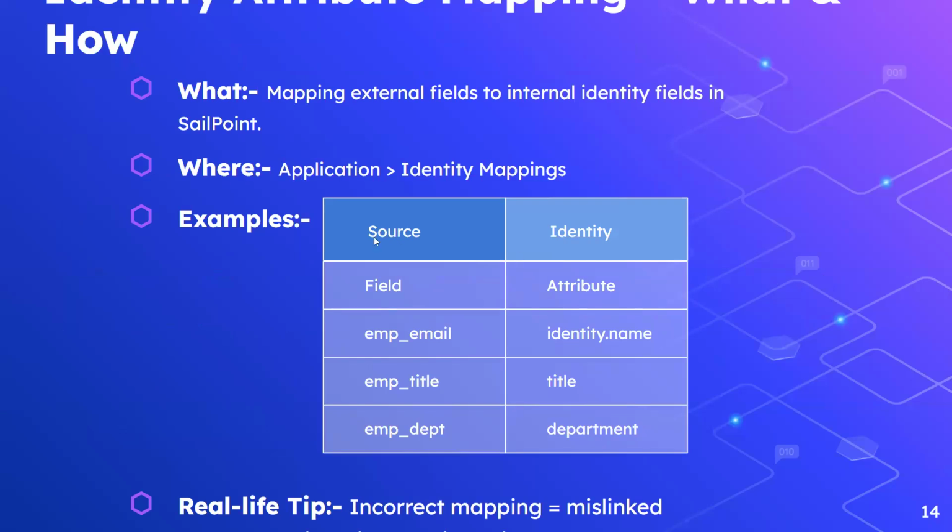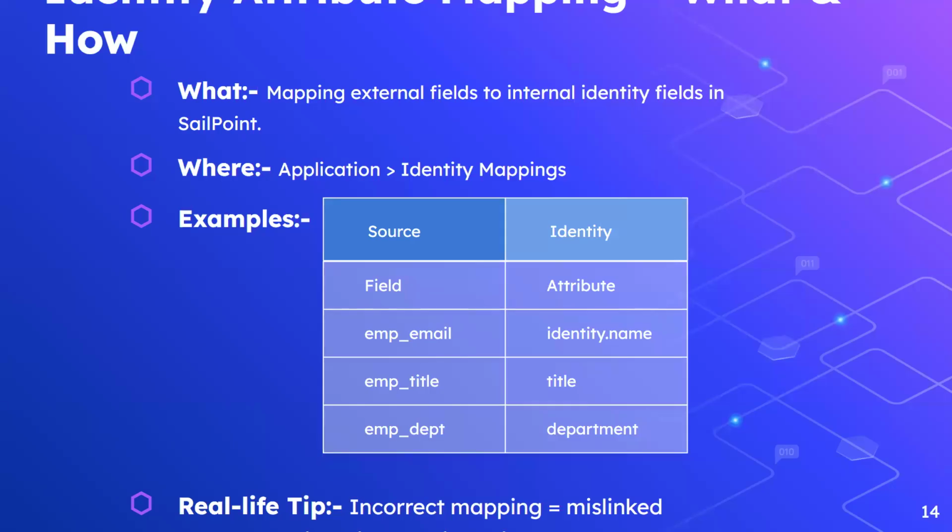Let me give you an example. In source, it is HRMS. Identity is our SailPoint, and then target is our Salesforce or Dropbox, whatever it is. Source mapping is when you're mapping from the source to SailPoint, not to the target. The source in this case could be Workday. Workday, yes. Okay. And identity mapping is what?